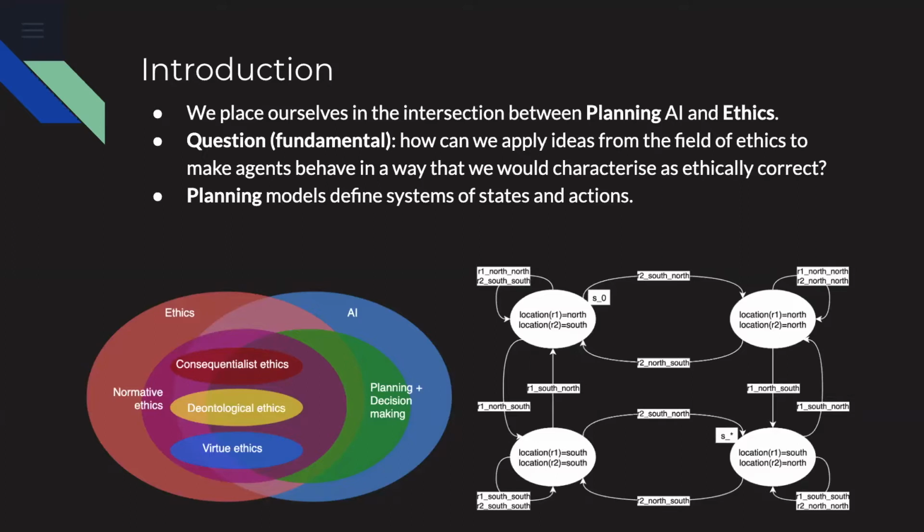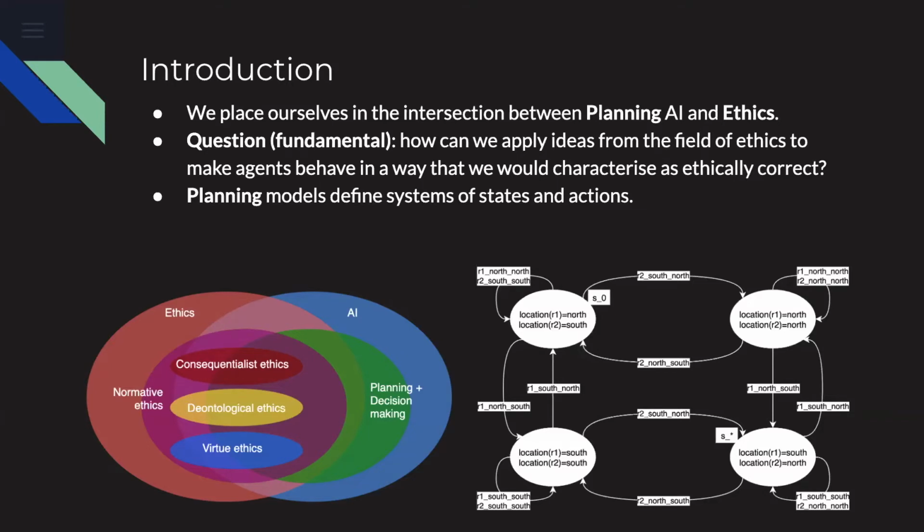And then, well, planning models define systems of states and actions in which successive actions must be taken to arrive at a certain goal. And in the field of planning, we're going to focus on classical planning problems, so that the states are always able to be fully observed and the actions are deterministic.